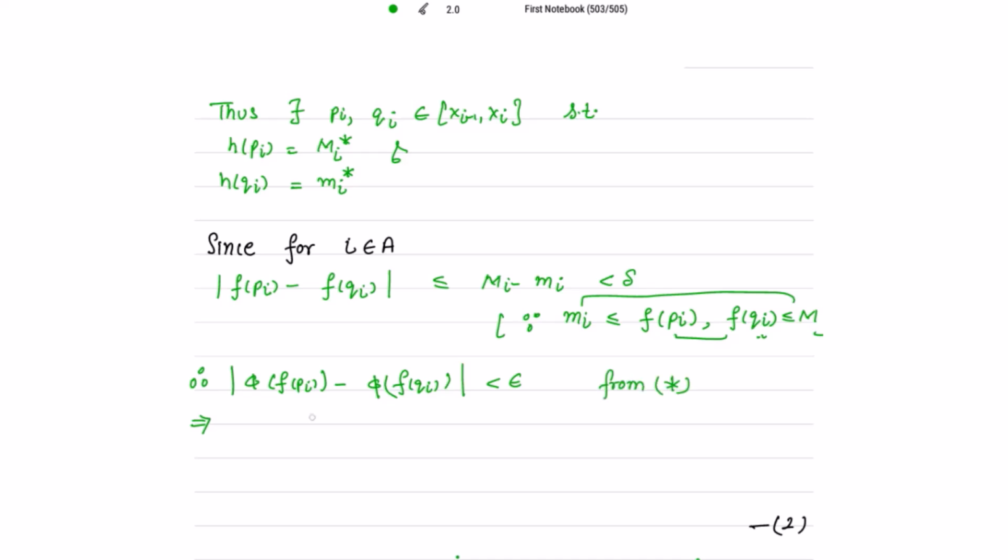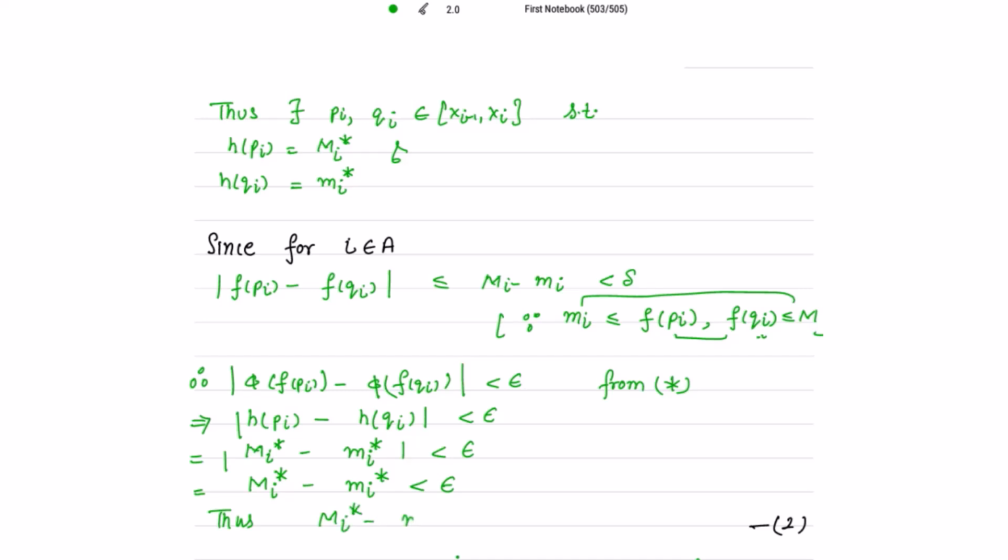Now what is phi of f(Pi)? Yes, this is h(Pi). Why? Because h(x) is equal to phi(f(x)). It is given to us. Similarly, this will be h(Qi). This mod is less than epsilon. Now what is h(Pi) from here? It is Mi star, minus, and h(Qi) is small mi star. Okay, because it is already a positive value. So what we get, thus, is Mi star minus small mi star is strictly less than epsilon for i belongs to A.